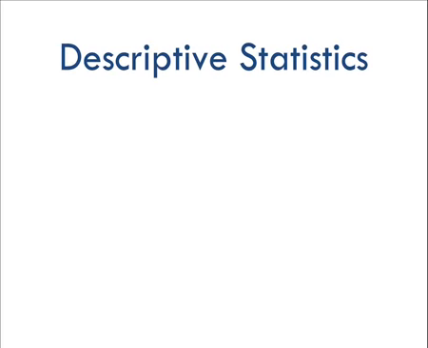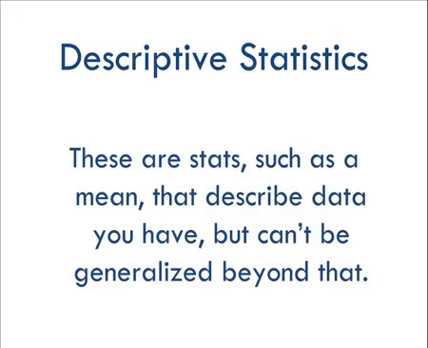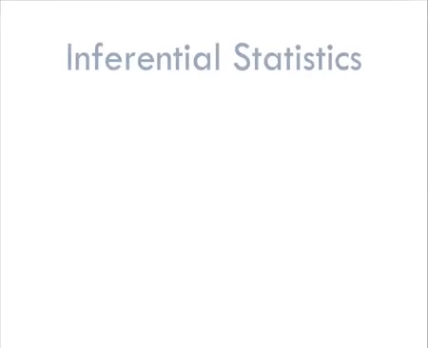This leads us to the difference between descriptive and inferential statistics. A descriptive statistic only describes the sample we have. It doesn't tell us if our results are likely to happen again. In contrast, a t-test is what we call an inferential statistic.